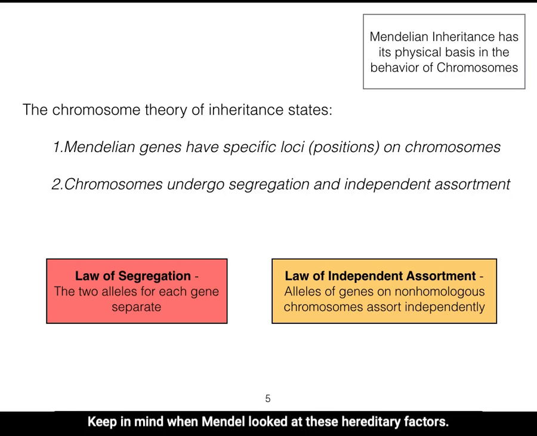Keep in mind, when Mendel looked at these hereditary factors, these were purely an abstract concept when he proposed the existence of these factors in 1860. At that time, no cellular structures had been identified that could house these units, and most biologists were skeptical about Mendel's proposed laws of inheritance. The chromosomal theory of inheritance states that Mendelian genes have specified loci or positions on a chromosome, and that chromosomes undergo segregation and independent assortment.